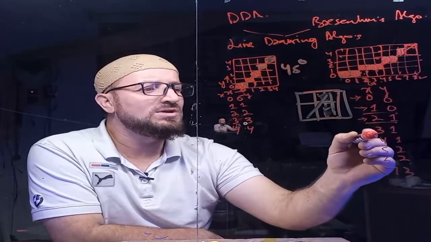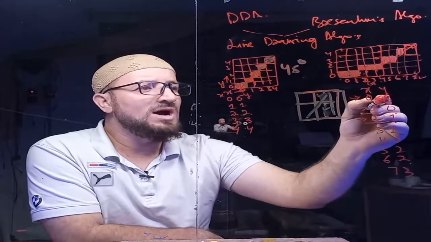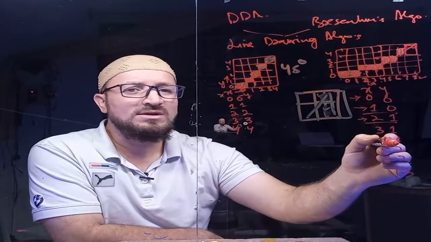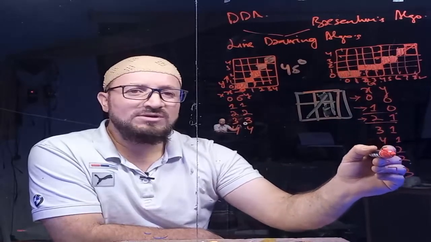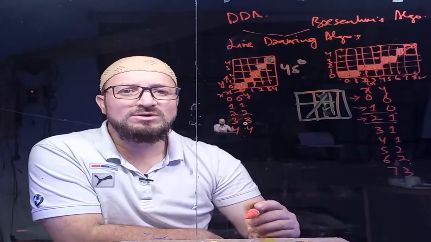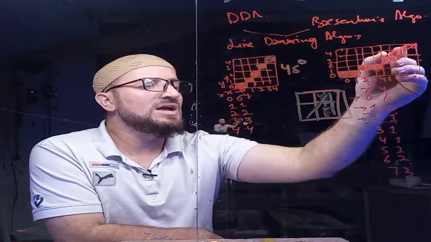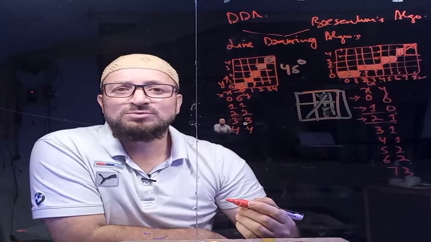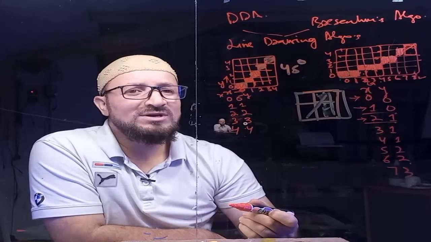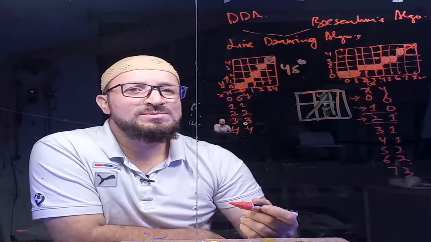As you could see, x is incrementing all the time: 0, 1, 2, 3, 4, 5, 6, 7. Y is 0, 0, 1, 1, 1, not incrementing, 2, then incrementing, then not incrementing, and so on. The last one, when you go here, there's a tie between the two. So how do I solve the tie between the two?